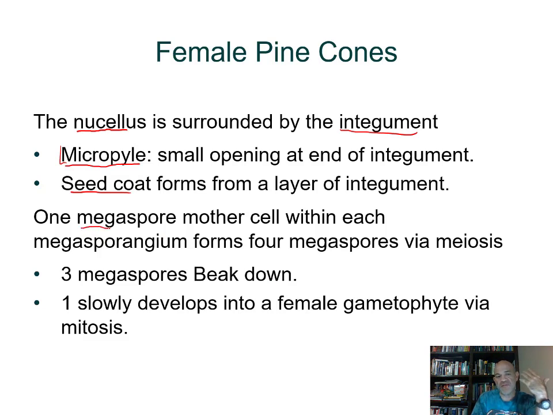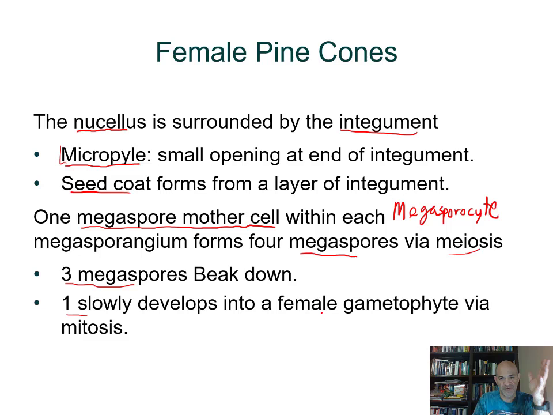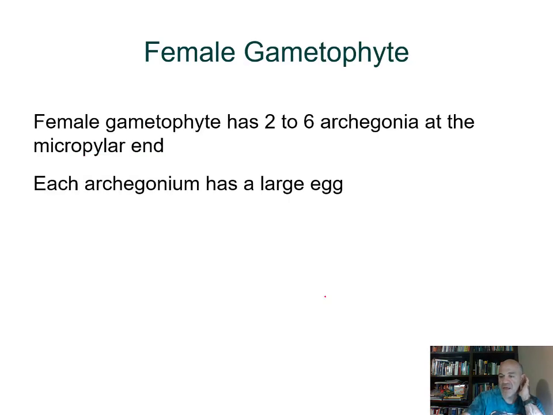There's going to be one megaspore mother cell that's produced, and another name, just like earlier, for a spore mother cell, we call it a sporocyte. This can also be called the megasporocyte. That's the same as megaspore mother cell. Okay, so the megasporocyte is going to form within the megasporangium, and then it's going to divide by meiosis to form 4 megaspores. And it's by meiosis. 3 are going to degenerate, and only 1 is going to develop into the female gametophyte. So 3 of the cells that are produced from meiosis break down and go away. So that's something to remember.